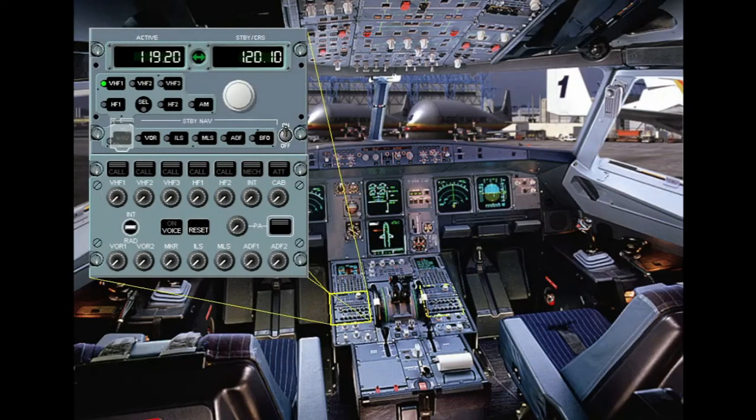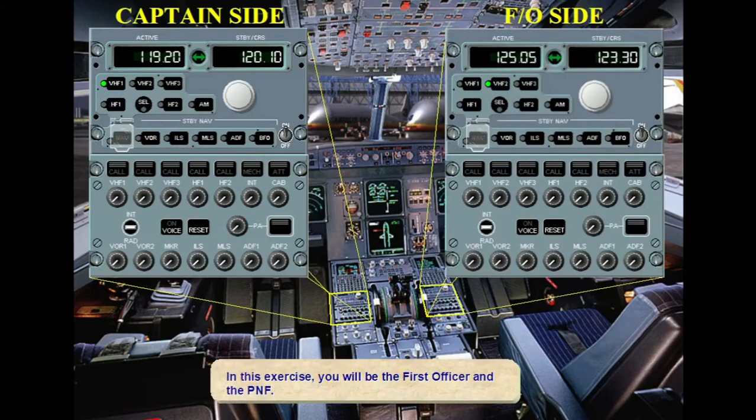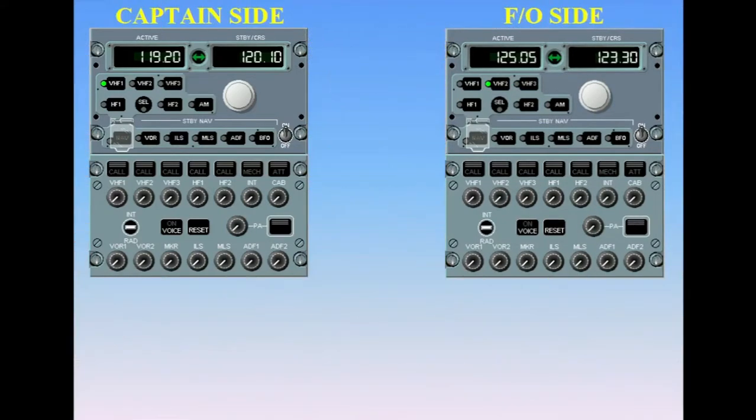In this exercise, you will be the first officer and the pilot not flying. In order to communicate with ATC, you will tune the VHF-1 radio. You can easily do so by selecting VHF-1 on RMP-2. Select VHF-1 on RMP-2.